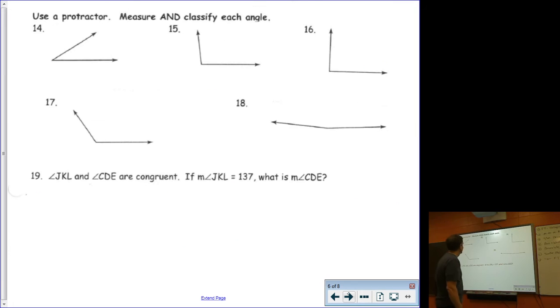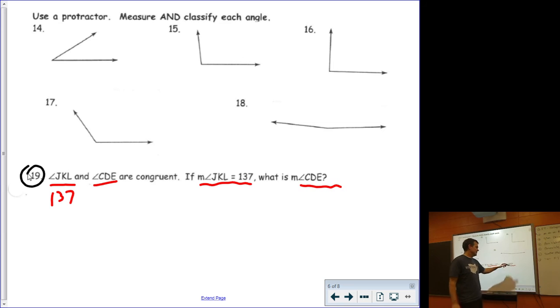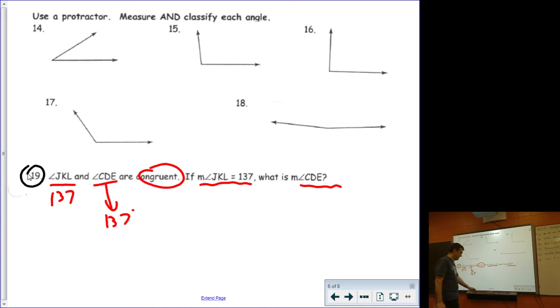All right. These you're supposed to draw, so hopefully you drew them with a protractor, and if you're not getting within 2 or 3 degrees of what I got, I think we should look at how you're using your protractor. Number 19 says these 2 angles are congruent, and the measure of JKL is 137. What is the measure of angle CDE? Well, if they're congruent, it means they have equal measure, so CDE would be 137 degrees also.